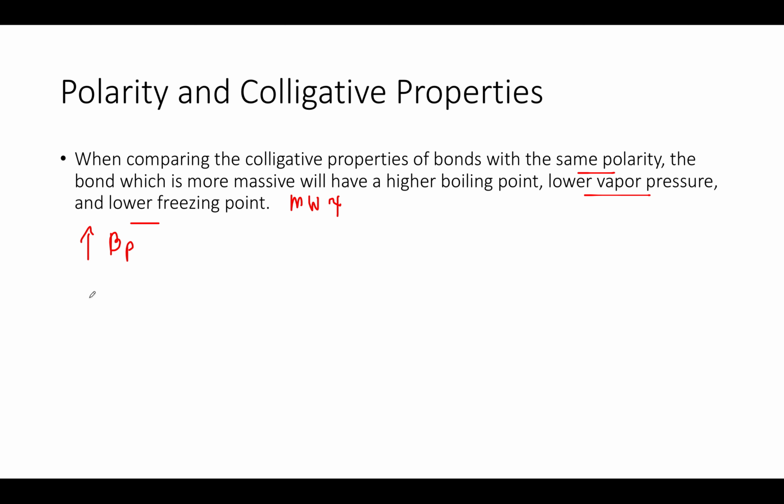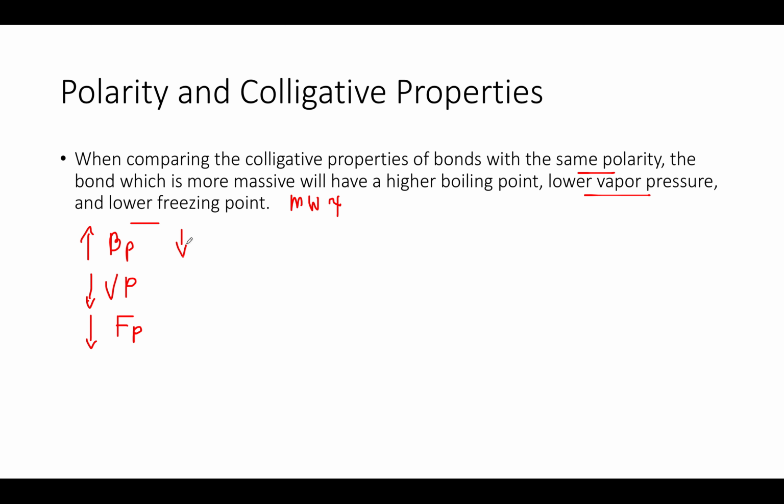that means you have a strong compound. It takes a lot of energy to release those bonds, so you have a higher boiling point. Inversely, you have a lower vapor pressure because you have a stronger bond, and not many molecules are going to escape at the surface. If you have a higher boiling point, you have a lower freezing point because those are related. So the lower the freezing point, the higher the boiling point, the lower the vapor pressure.